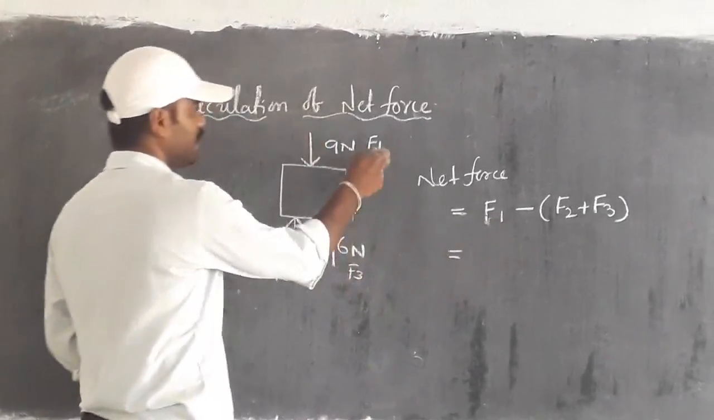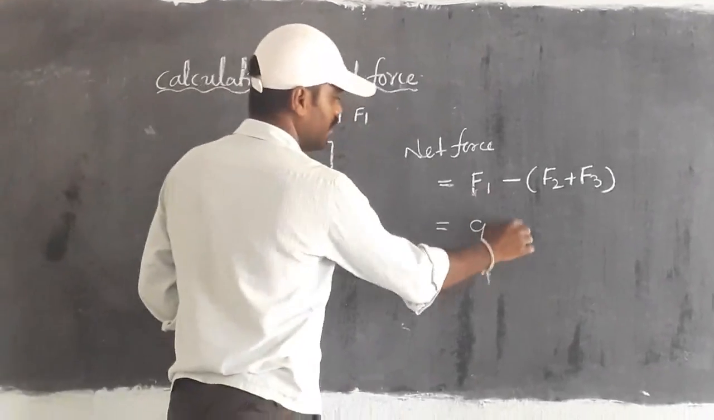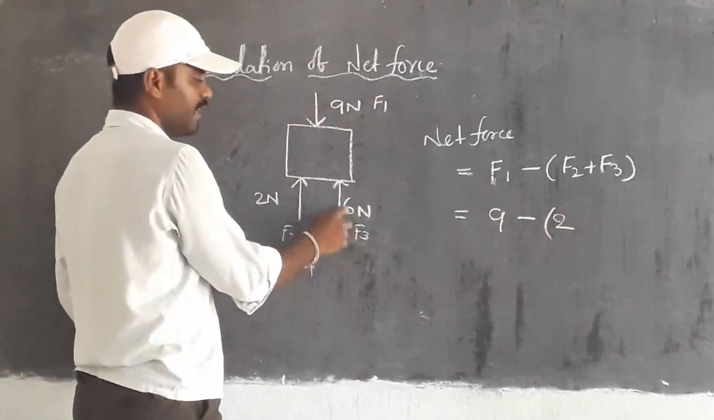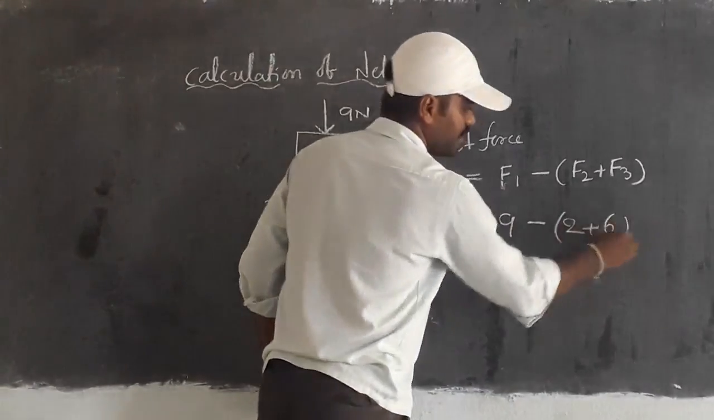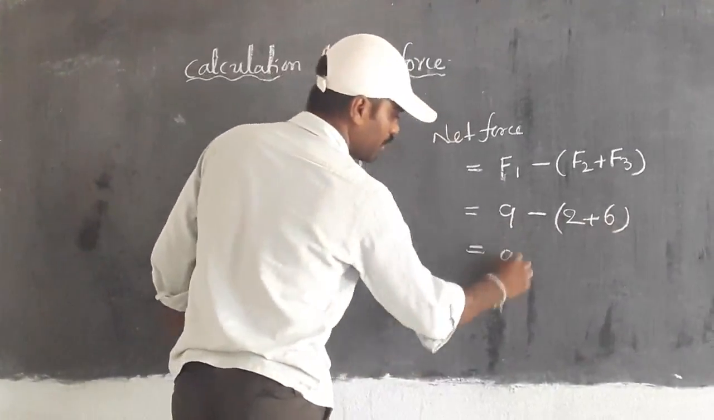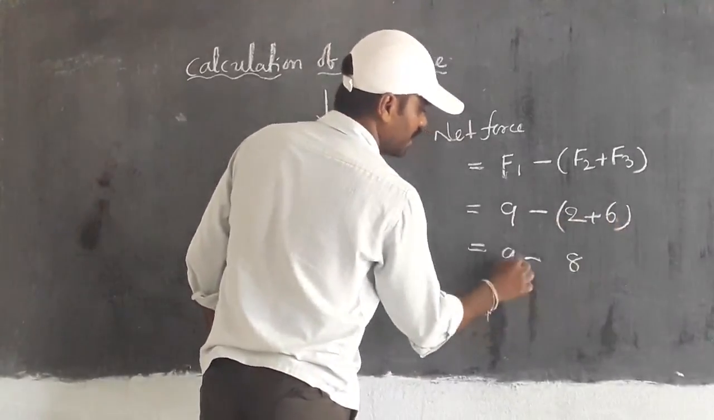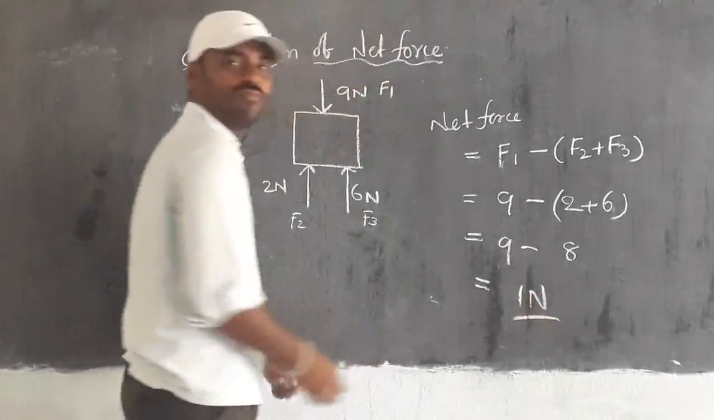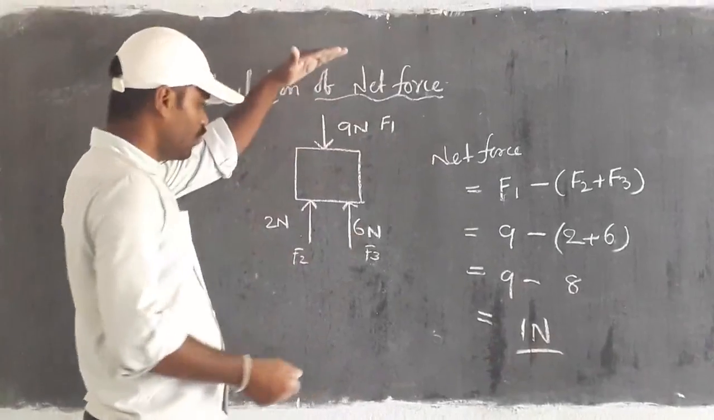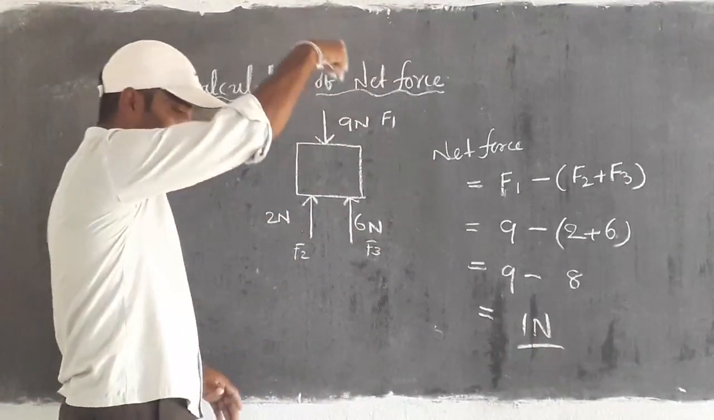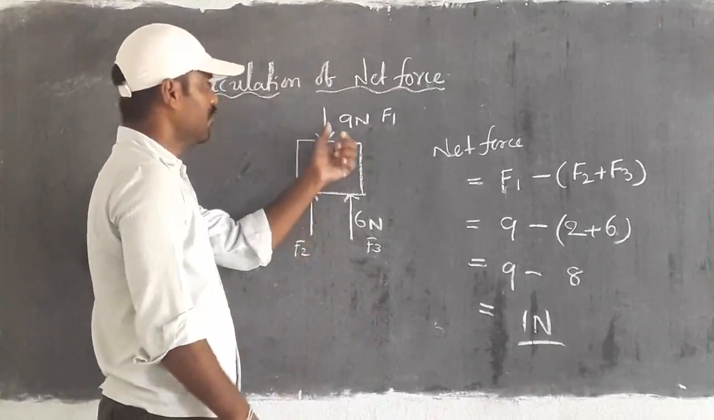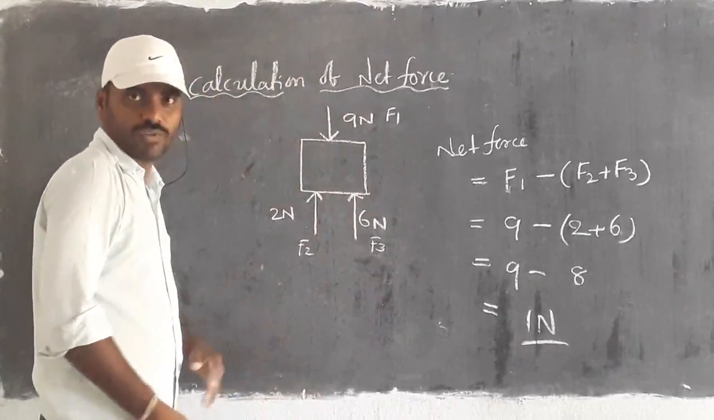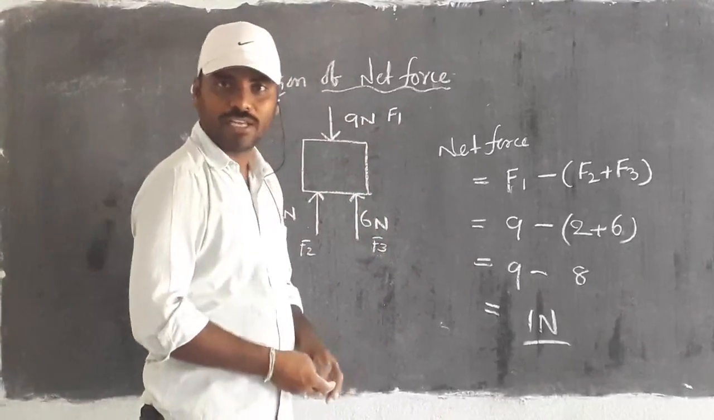Then take the values. Here F1 value is how much? 9. Then F2 value is how much? 2. Then F3 value is how much? 6. Then we have to solve that. 6 plus 2 is 8. 9 minus 8 is 1. So the net force is 1 newton. Then the object can move in the downward direction, means it is able to drop on the floor, because the 1 newton force is more in the entire opposite action of force. That you have to understand. Have you got clarity here?